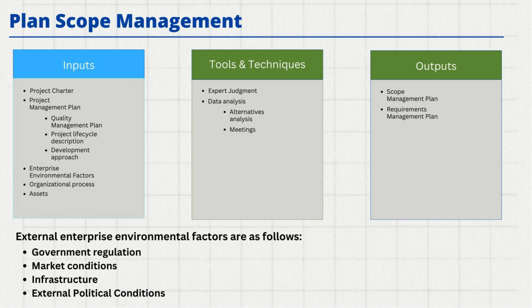As part of the scope management process, you would refer to certain inputs such as the project charter, project management plan, quality management plan, or project life cycle descriptions. These elements define the development approach, and all of this information is given as part of your project management plan. You would also refer to enterprise environmental factors and organizational process assets so that you can access ready-made templates as part of the organizational process assets, OPA. These are the inputs that I would refer to when I start working on scope management.